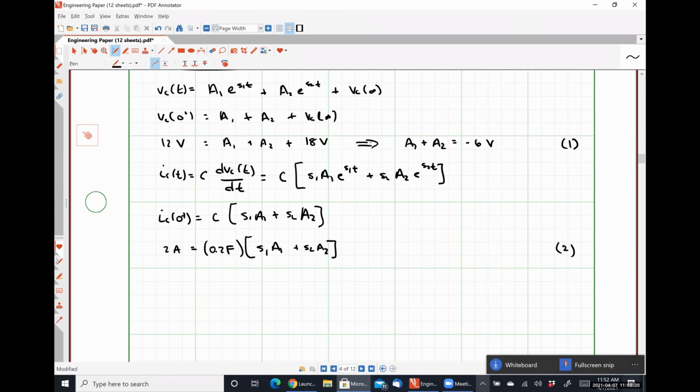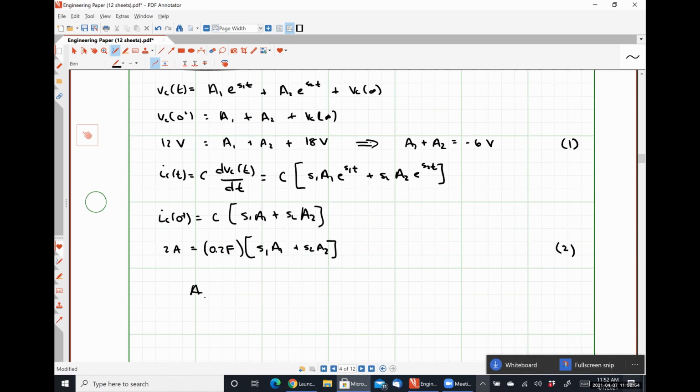All right, so let's see. I have 1A1 plus 1A2 is equal to negative 6. I have S1 times A1 plus S2 times A2 is equal to 2 divided by 0.2. So I'm just moving that C to the other side so that I can put stuff in my calculator more easily. There we go. Solve this guy.